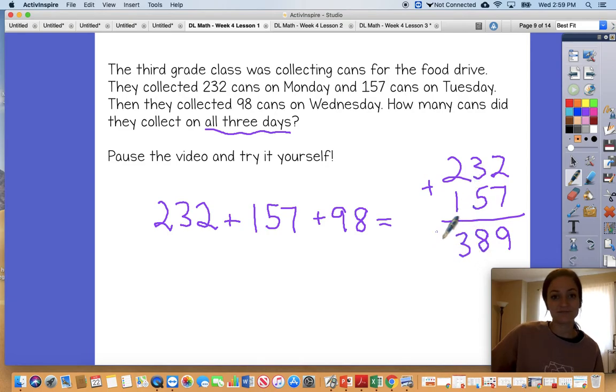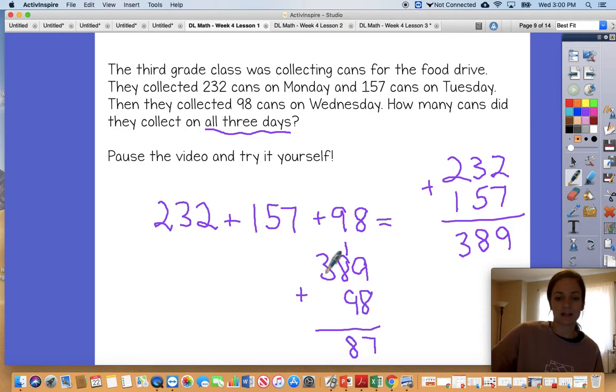Am I done? No, I can't forget to add on the Wednesday cans too. So now I have 389 from Monday and Tuesday together, and then I got to add on Wednesday's cans too. 98. Okay, 9 plus 8 is 17, so I got to carry my new 10 over into the tens place. I'm going to do 90 plus 10, I know, is 100. 100 plus 80 is 180. So I have 80 in the tens place, but then I got to carry my 100 over to my hundreds place. 300 plus 100 is 400. Okay, so you should have gotten 487 cans. All right, let's go to the next one.